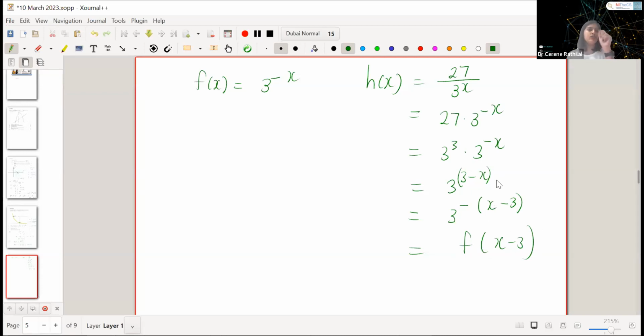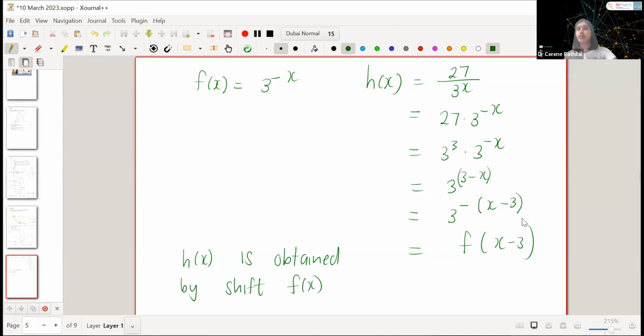And using this, we can now translate exactly what happens. So this tells me that h of x is obtained by shifting the graph of f 3 units to the right. Remember, I told you when you affect the input, you do the opposite of what is being described. It's counterintuitive. Because there's a negative, I will go to the right. So I will move f of x 3 units to the right.